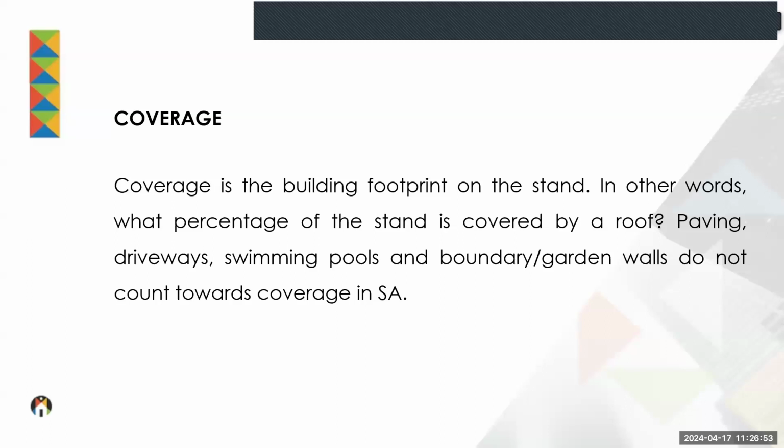Then we come to coverage. Now, coverage is the building footprint on the stand. In other words, what percentage of the stand is covered by a roof? Paving, driveways, swimming pools, and boundary or garden walls do not count towards coverage in South Africa. So you look at the footprint of the building. Doesn't matter how many stories the building has, but if you look from top, what percentage of built-up area is covered? In other words, where there's a roof over it, that counts then towards coverage.